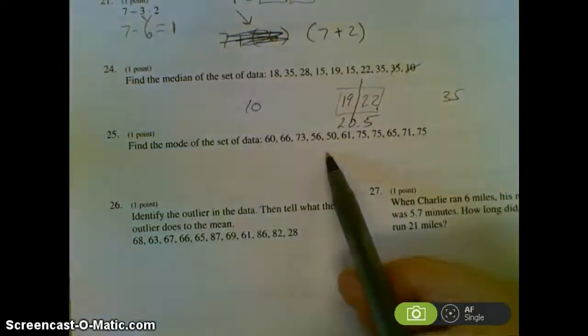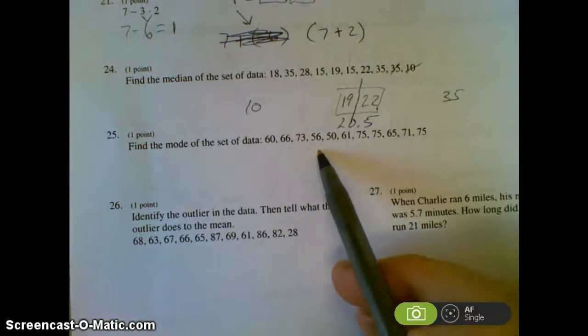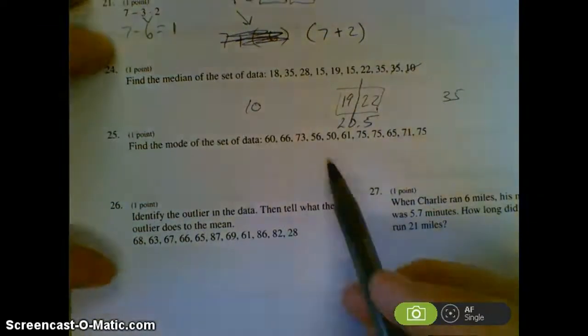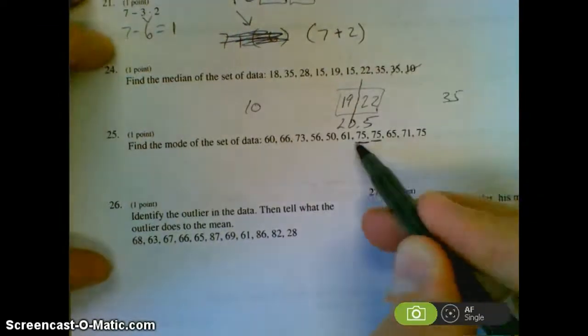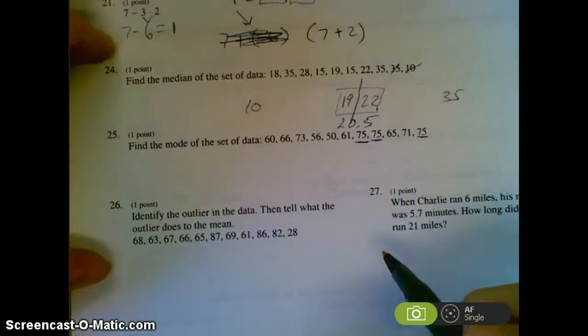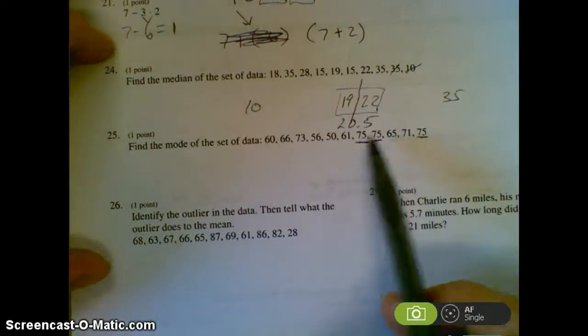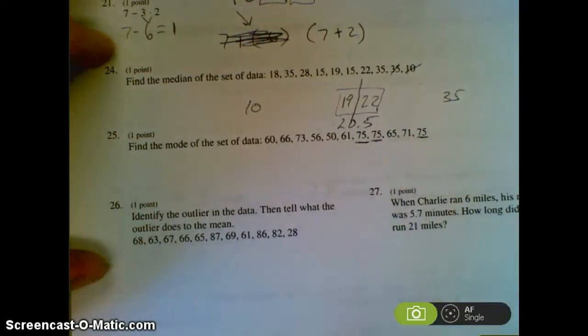The mode is just the number that comes up the most often in our set, and we have 75 coming up 1, 2, 3 times. Are there any other numbers that come up that frequently? No.